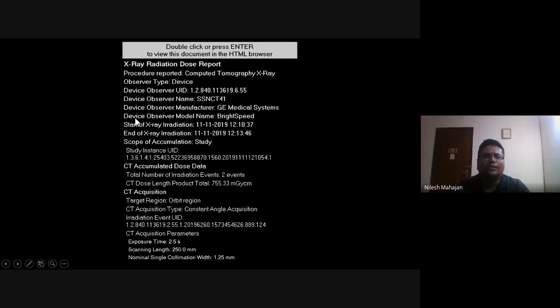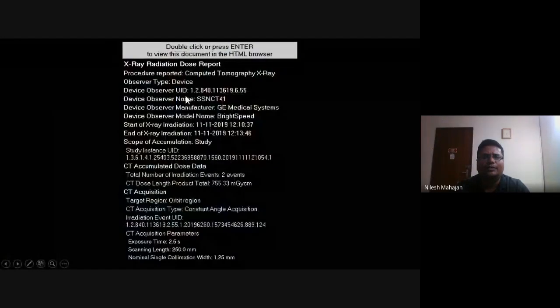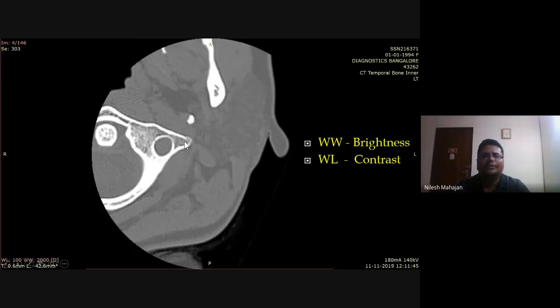Here, as I told you, you can see Brightspeed, it is a GE Engineering Company. So it's mentioned here which machine was used, the device observer, model name, and manufacturer's name. So these are some details that will be there.